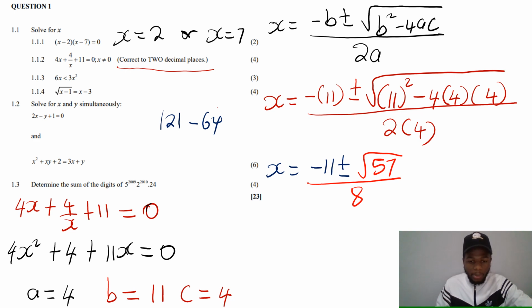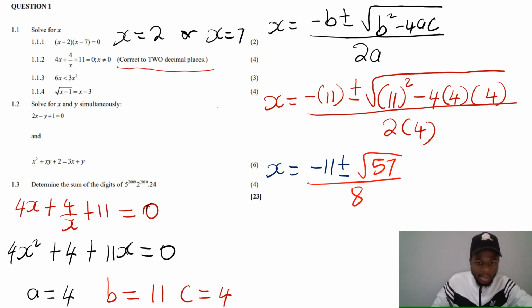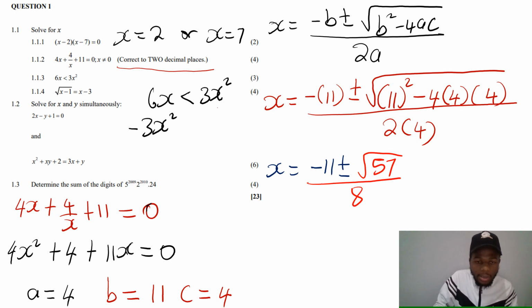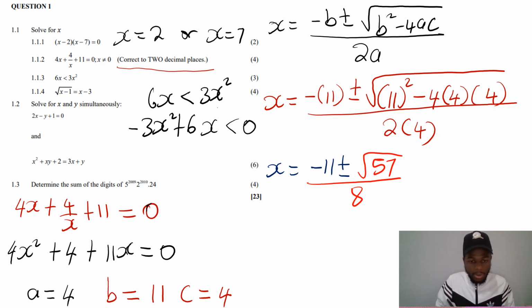Let's go to 1.1.3. We are given an inequality there. We have to solve 6x is less than 3x squared. The first thing we can do here is to take 3x squared to the other side, and then it's going to be negative 3x squared plus 6x, which is less than 0. So let's solve this one.